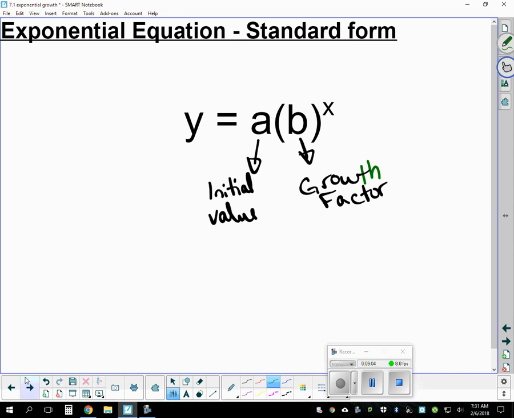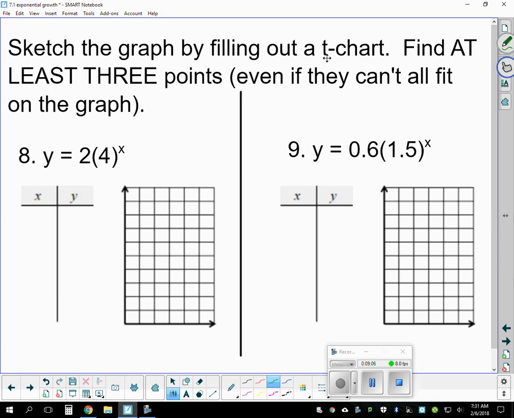Okay? All right, so let's look at one. Sketch the graph by filling out a t-chart. Find at least 3 points, even if they're not all going to fit on the graph. So our initial value here is 2. So that's going to tell you that if your x is 0, your y value is 2. Check that if you're not sure about it. I would be doing y equals 2 times 4 to the 0. And remember I said anything to the 0 power is 1. That 0 is on the 4, so that becomes 1. 2 times 1 is 2.